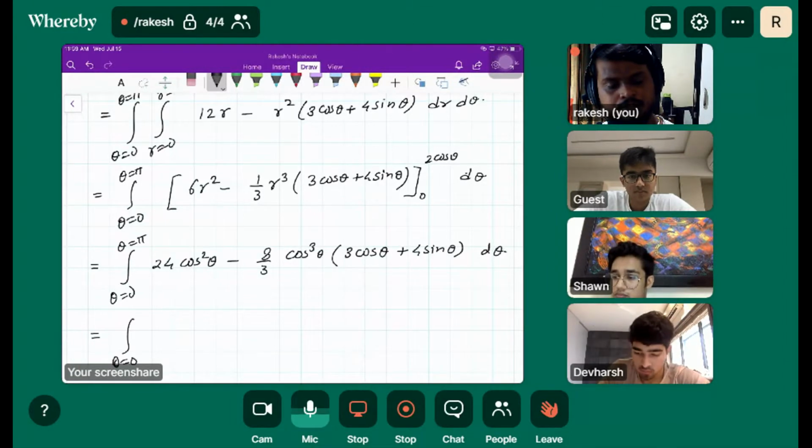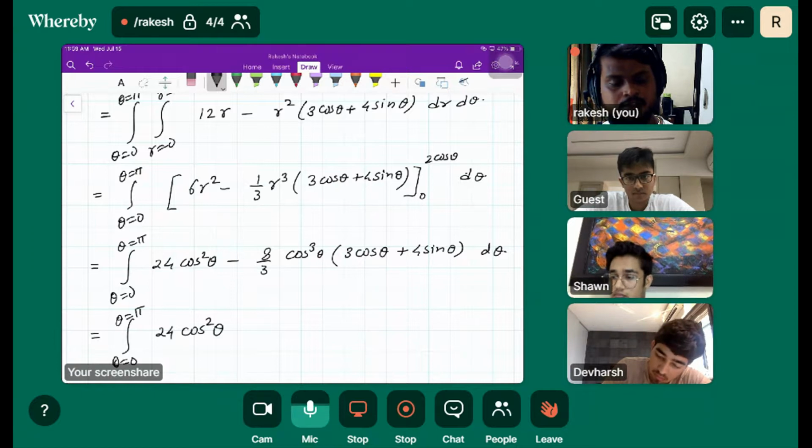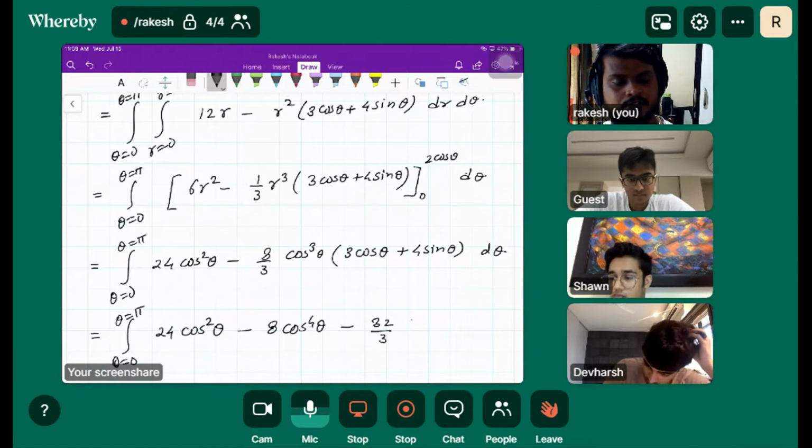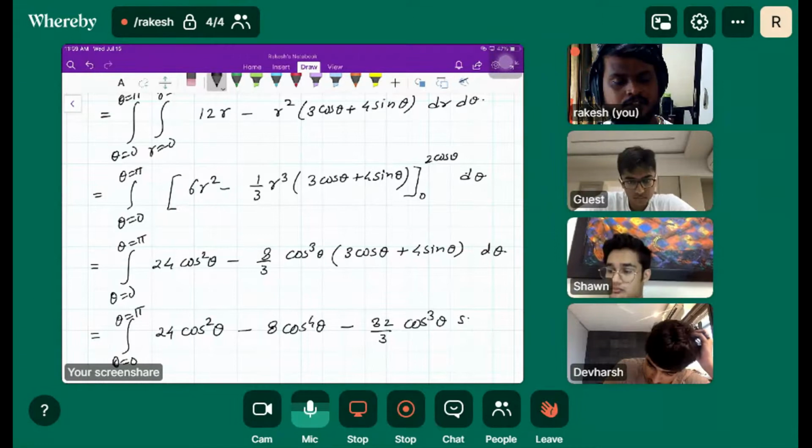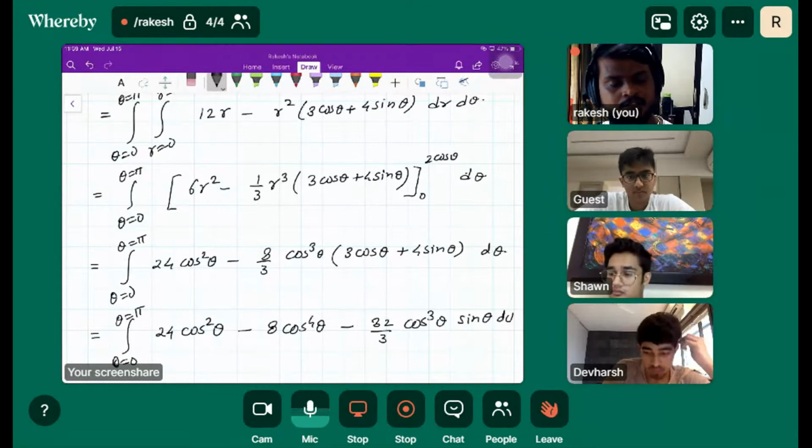So theta is equal to 0 to theta is equal to pi, 24 cos square theta minus 8 cos 4 theta minus 32 by 3 cos cube theta sin theta, d theta.